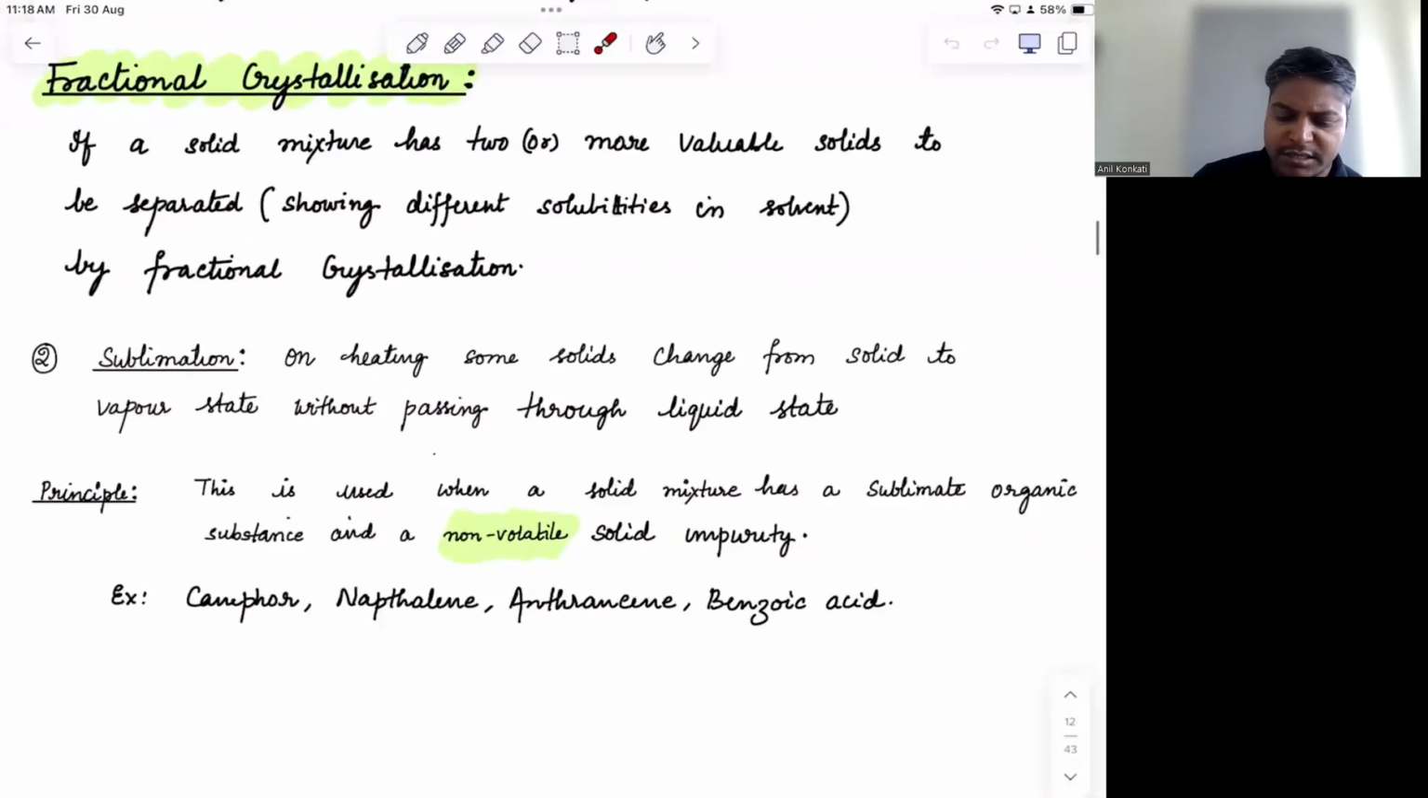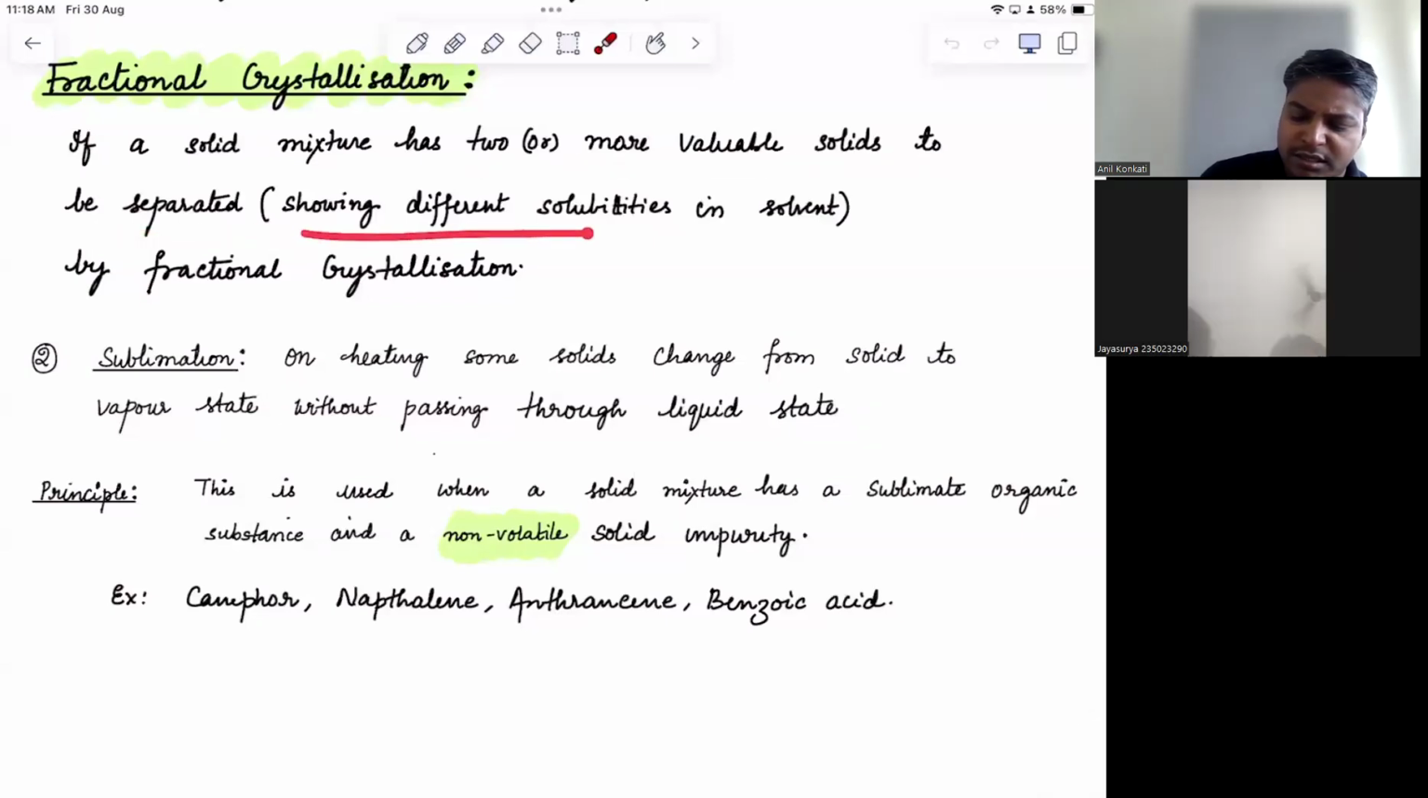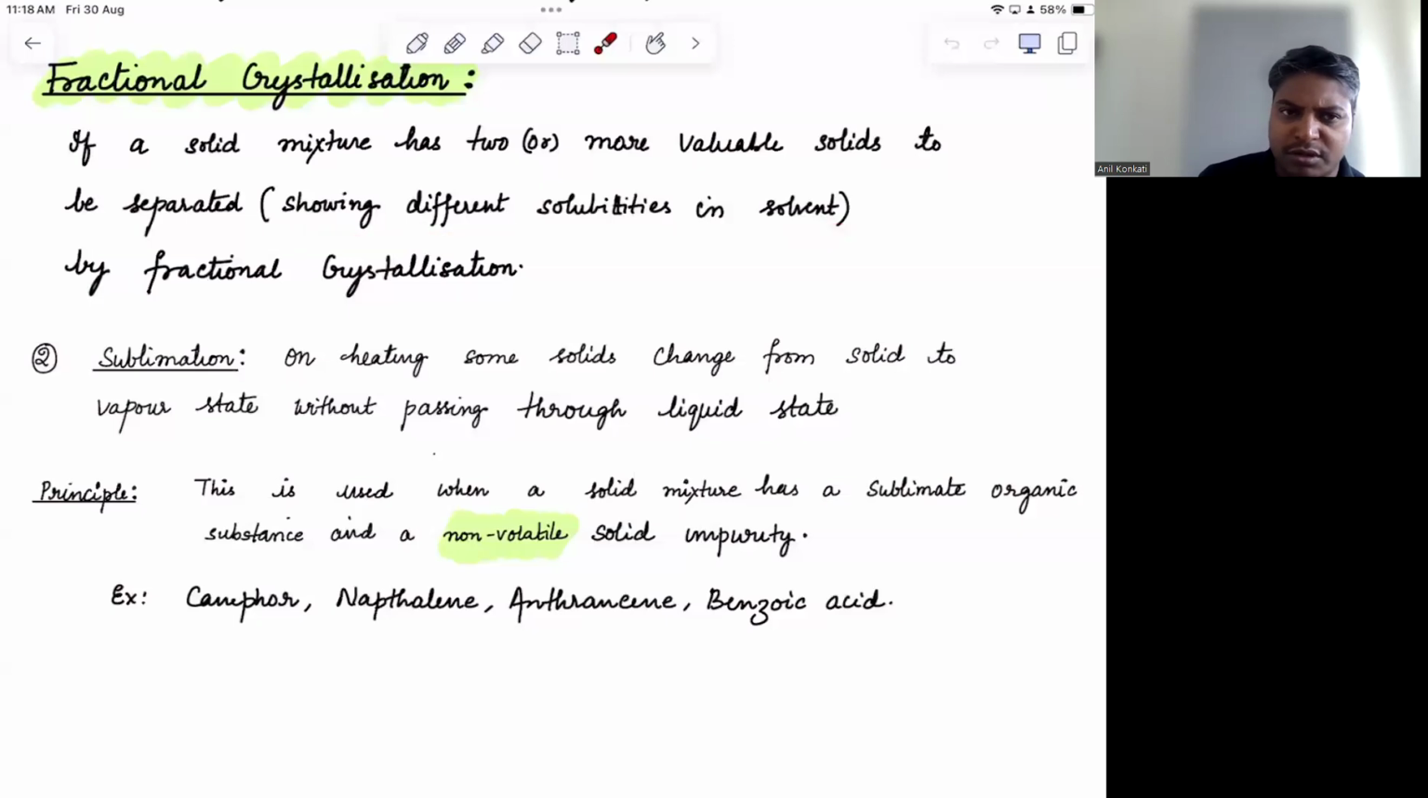Now fractional crystallization. If a solid mixture has two or more valuable solids to be separated, and obviously they have different solubilities, then we can use fractional crystallization. So fractional crystallization is simply a method carried out at different crystallization temperatures. Got it?